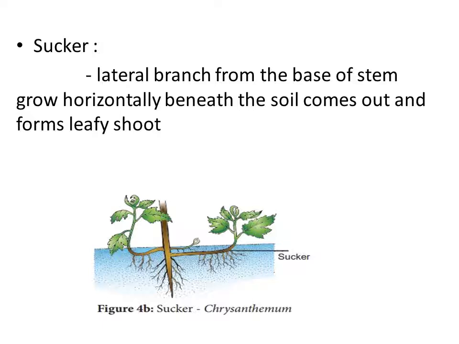So the plant which arises from the lateral branch, that means the sucker, is nothing but a new plant. So from the main plant, a number of lateral branches will arise. You can find from the same plant 3 different horizontal branches formed. Clear? So all those horizontal branches growing just beneath the soil are called sucker. So sucker is a kind of modified stem. So it can be seen in the chrysanthemum.